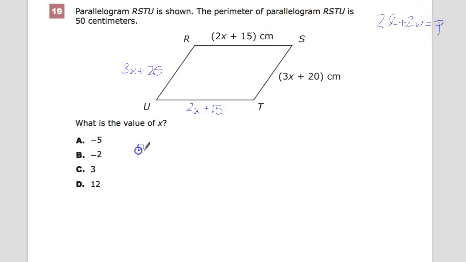So perimeter is equal to 2x plus 15 plus 3x plus 20 plus 2x plus 15 plus 3x plus 20. This is supposed to be a 0 and not a 6. I realize how much it looks like it now.